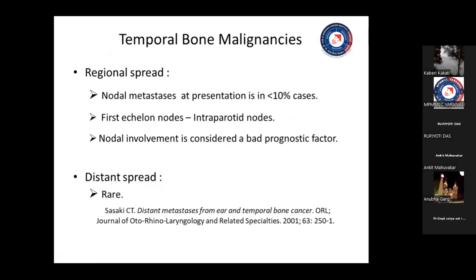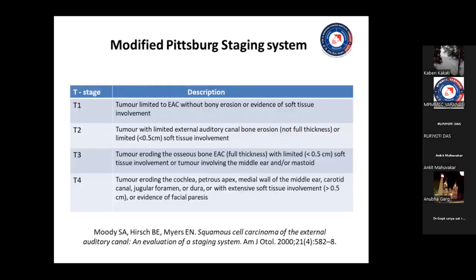The nodal metastasis at presentation is not very high, it is less than 10%. The first echelon nodes are the intraparotid nodes. However, as in all other head and neck cancers, nodal involvement is considered a bad prognostic factor, with survival dropping from almost 60 to 30% with positive nodes. Distant spread is rare and can involve the lung, bone, and the liver.